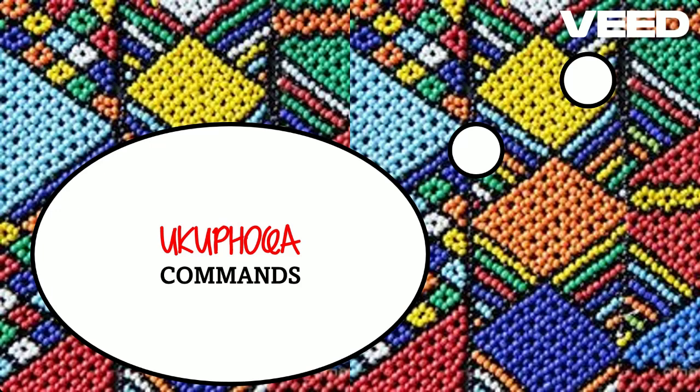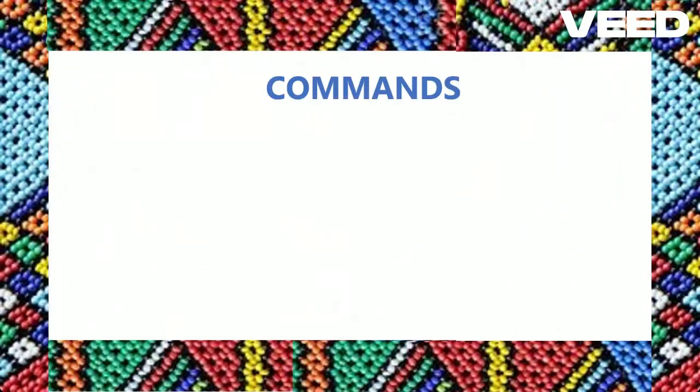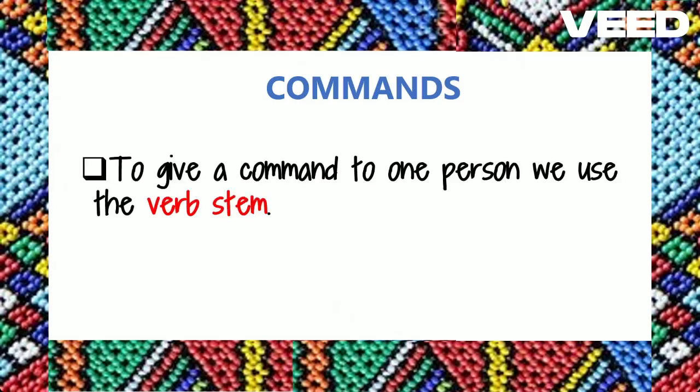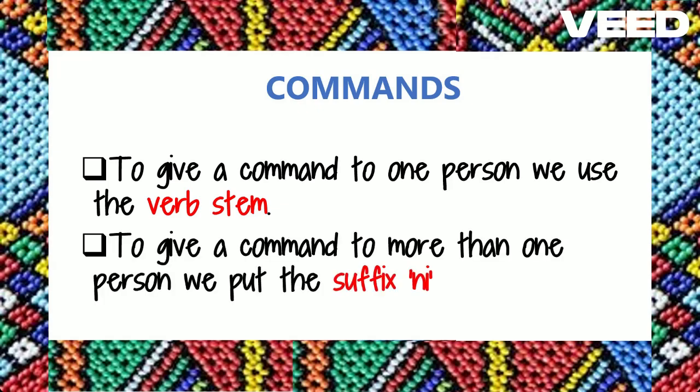Namuhla we are doing part 2 of commands and requests. Sizokwenza ukuphoqa. So, how do we do commands in isiZulu? To give a command to one person, we use the verb stem. So, mainly, whenever we work with commands in isiZulu, we work with the verb stem. To give a command to more than one person, we put a suffix ini or ni. But I'm going to explain how these work.